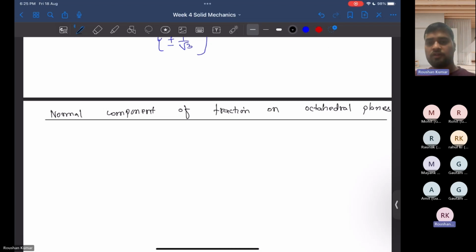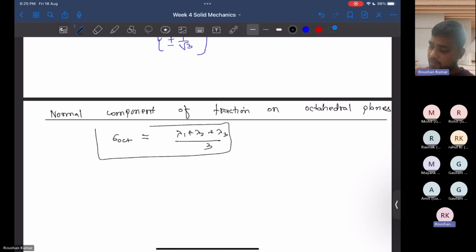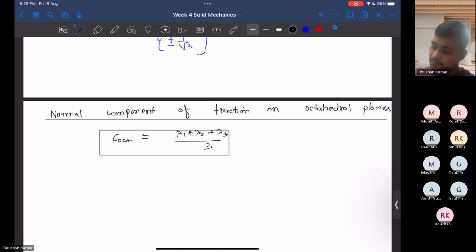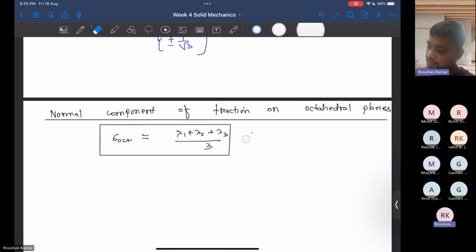The derivation is already discussed in the lecture, so I just write the formula here. The normal component of traction on the octahedral plane is equal to lambda 1 plus lambda 2 plus lambda 3 upon 3. This is the same as the first invariant of the stress tensor upon 3, because lambda 1 plus lambda 2 plus lambda 3 is the first invariant of the stress tensor.